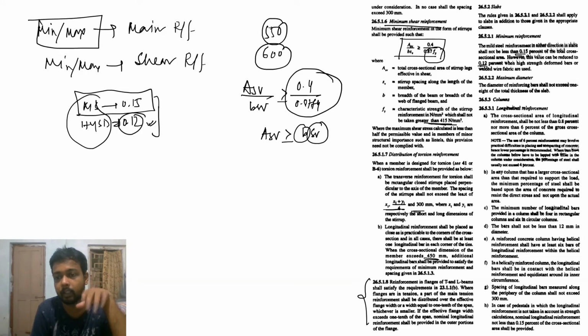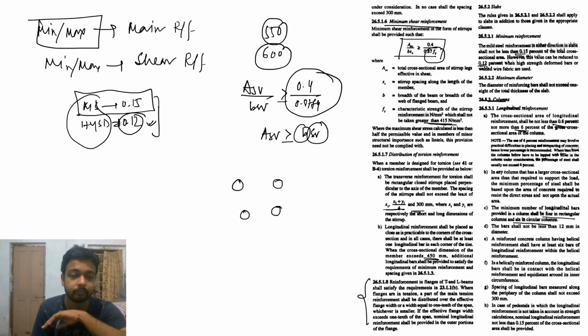Now we talk about the columns. Minimum 0.8%, maximum 6%. Any column with a larger cross-section area that requires support load needs a minimum percentage of steel based on the concrete required resistance. The minimum number of longitudinal bars in a column shall be 4 in rectangular and 6 in circular. 4 means this, circular means this.